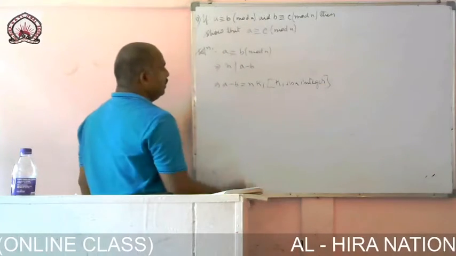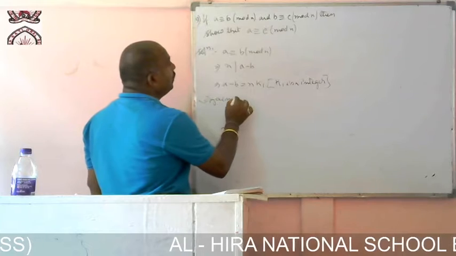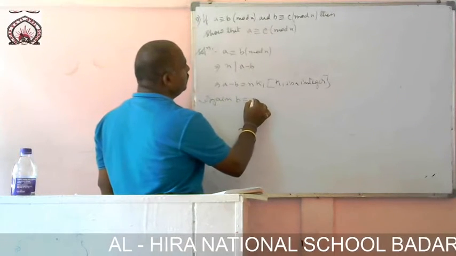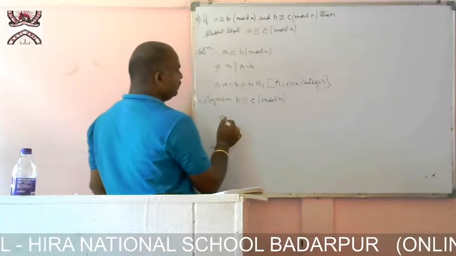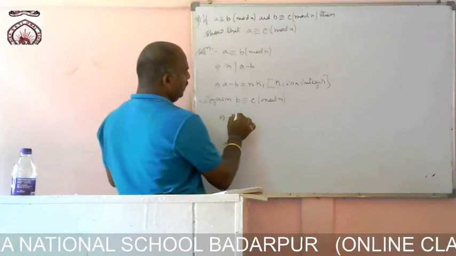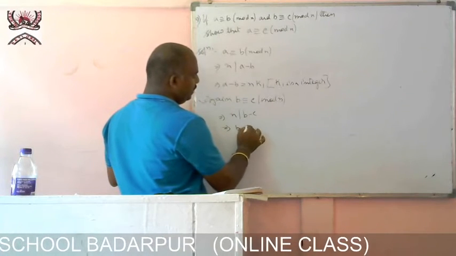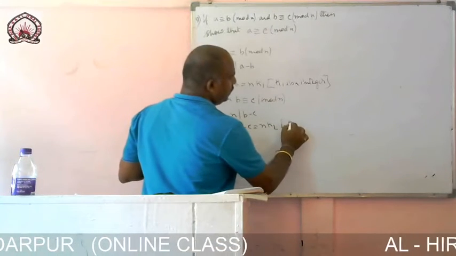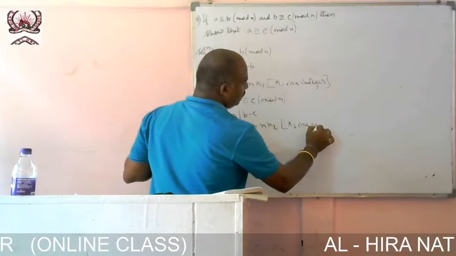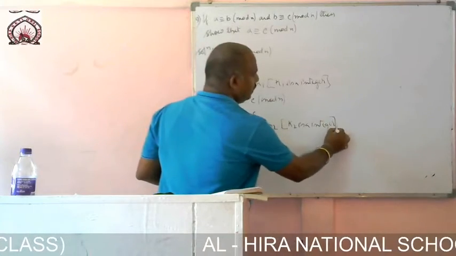Now say again, B is congruent to C mod n, so n divides B minus C, which implies B minus C equals n into k2, where k2 is an integer.